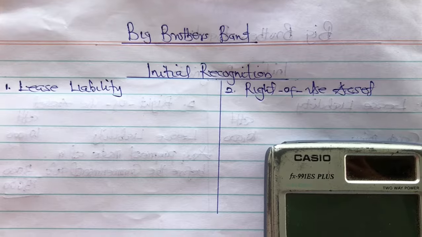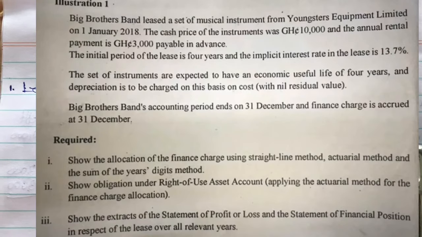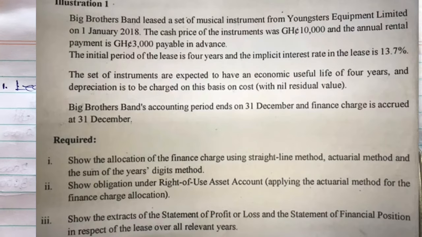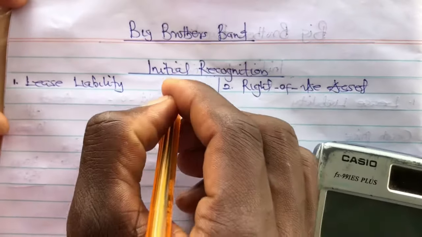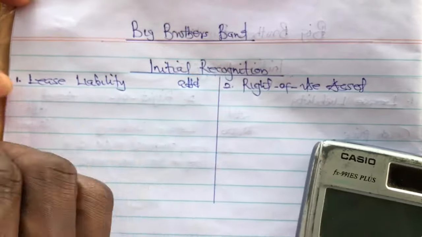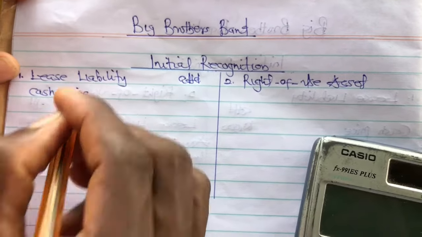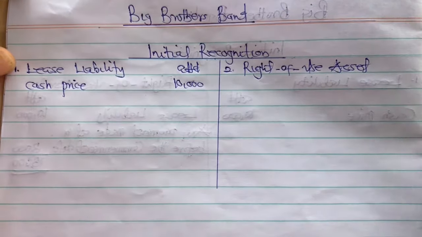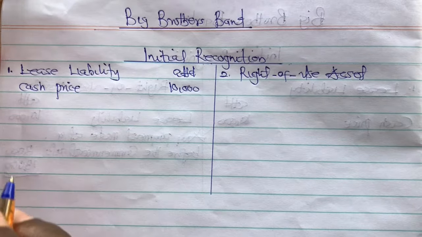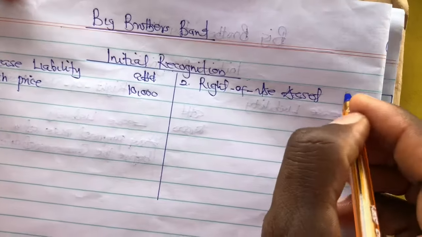recognize the lease liability. From this question, there are not many components to calculate our lease liability. The lease liability has been given to us straightforward in the question. That is the cash price of the instrument. So we can say that the lease liability is the cash price of the instrument and the amount is 10,000 Ghana cedis. Is that clear? So we are done with the lease liability.